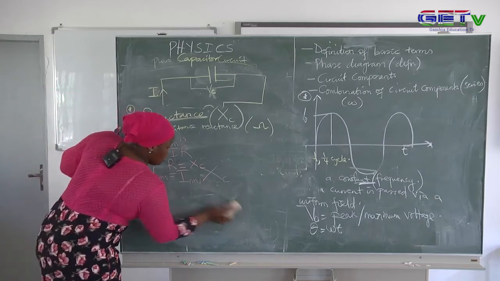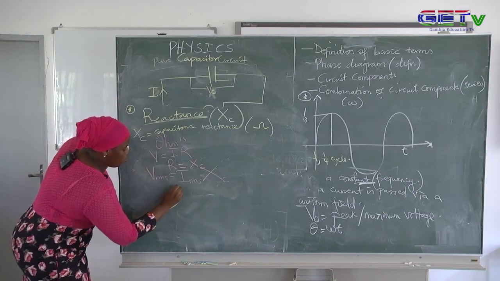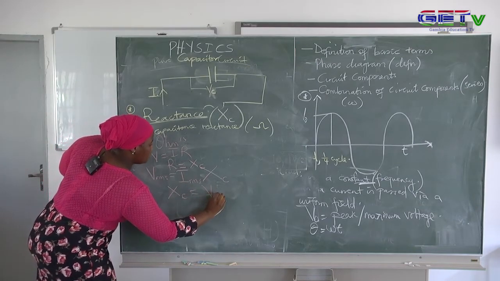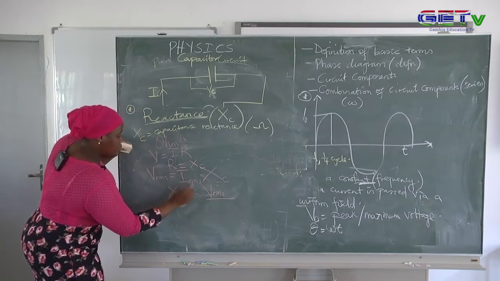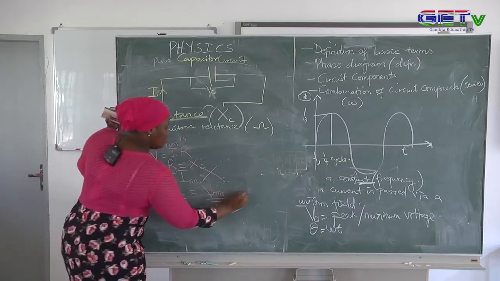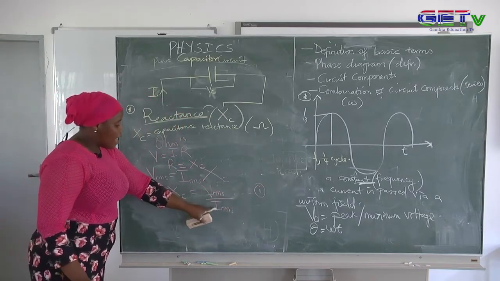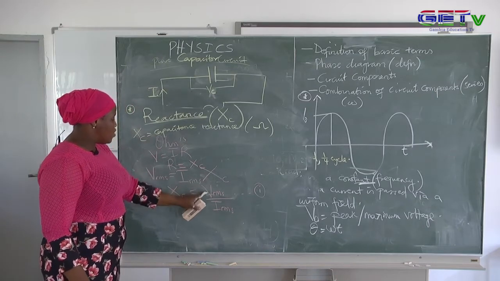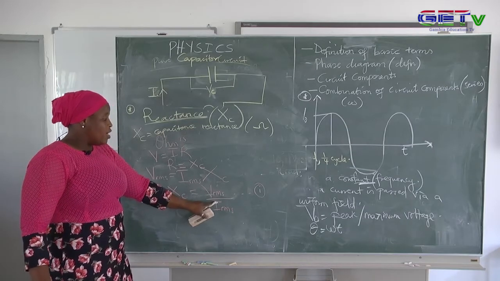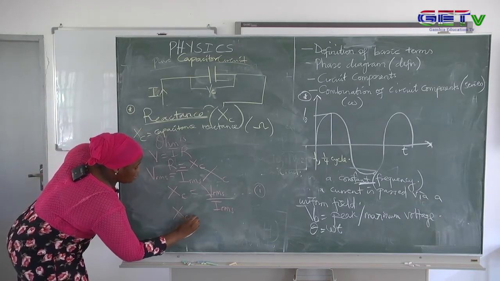Is that understood? Can we make XC the subject from here? Yes, we should be able to. So XC will be equivalent to VRMS all over IRMS. This is one equation, provided that V and R are known, the values of V and R are given, then XC can be found using this equation.